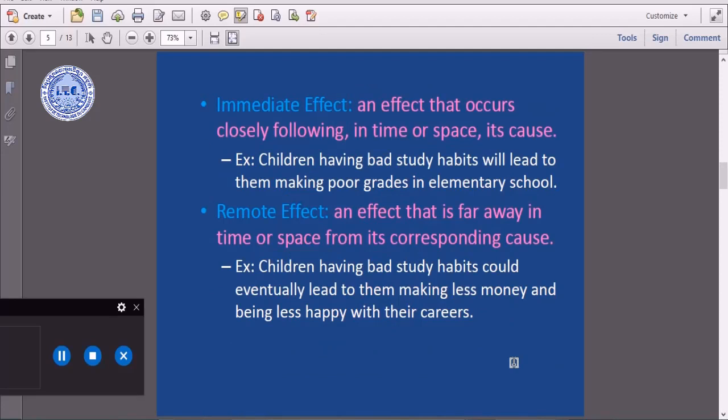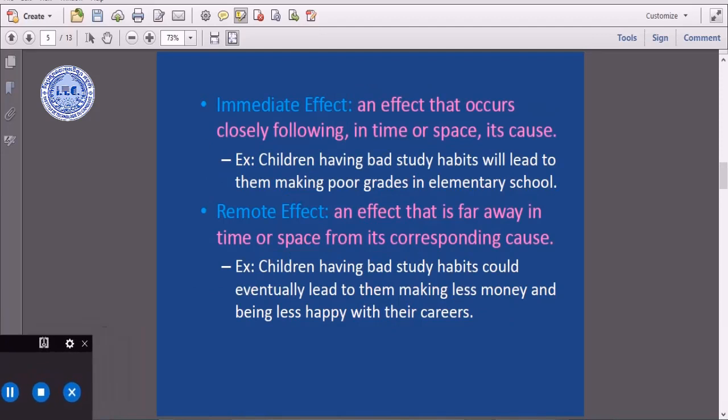So when we talk about effects, we have immediate effects and remote effects. An immediate effect is an effect that occurs closely following in time or space, and it causes. For example, you can read the example. Children having bad study habits will lead to them making poor grades in elementary school, right? So that's an immediate effect. If you have bad study habits, you will score poorly in your grades in elementary school. So in immediate effects, it closely connects.